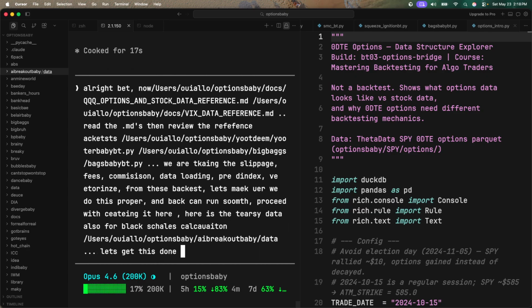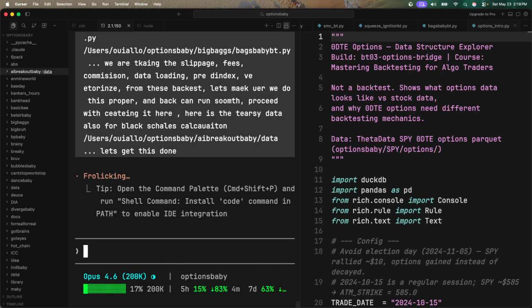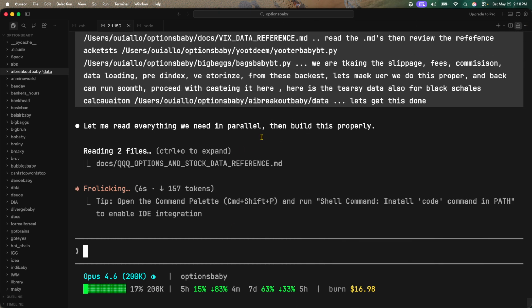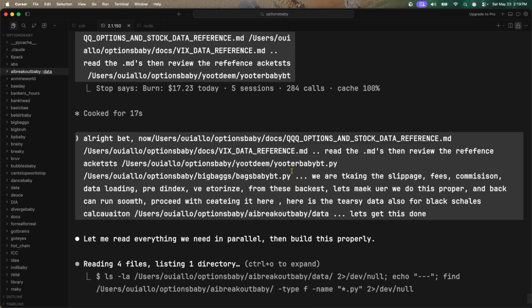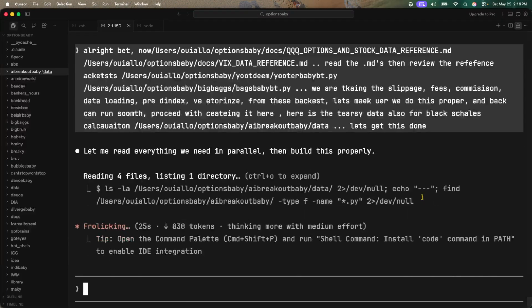Let's get this done. All right, so there's a lot that just happened there, right? Let's break this down real quick. I'm having Opus review the QQQ reference docs for the option and stock data, and also review the VIX docs. Then it's also going to review a few reference backtests. Then it's going to take the slippage, and I think we got the model slippage here, because we don't want to overfit.